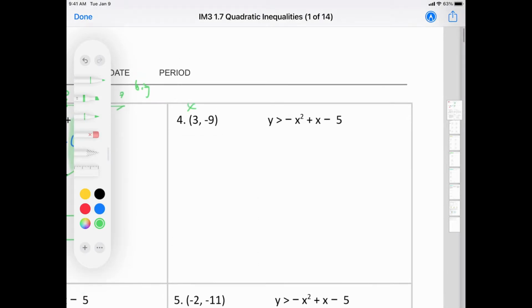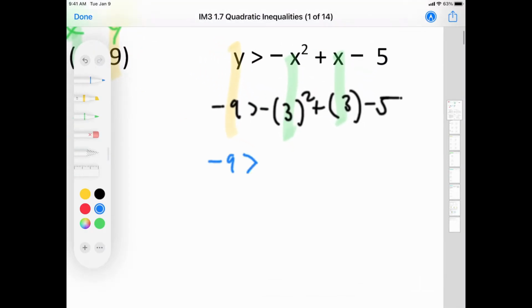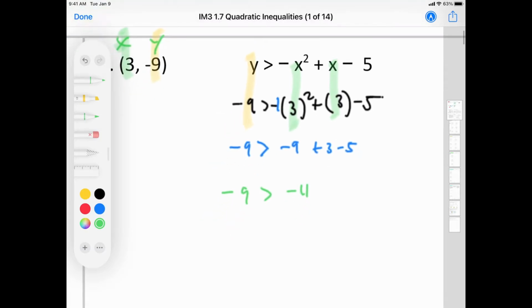Question number 4. Every x value we're going to make 3. Y value negative 9. Negative 9 is greater than 3 times 3 is 9, opposite of positive 9, because it's like a negative 1 times 9 is negative 9. So that'll become negative 6, negative 5, so that'll be negative 11. True.